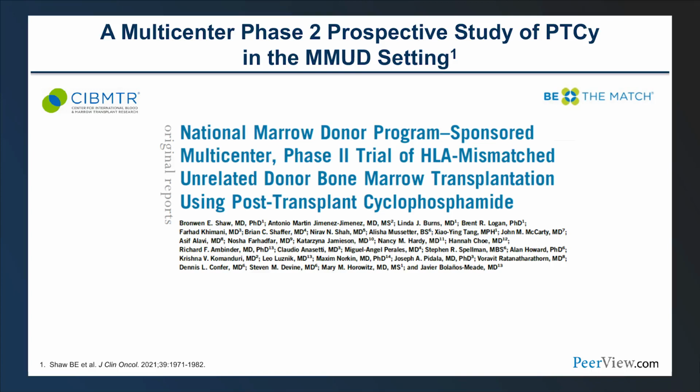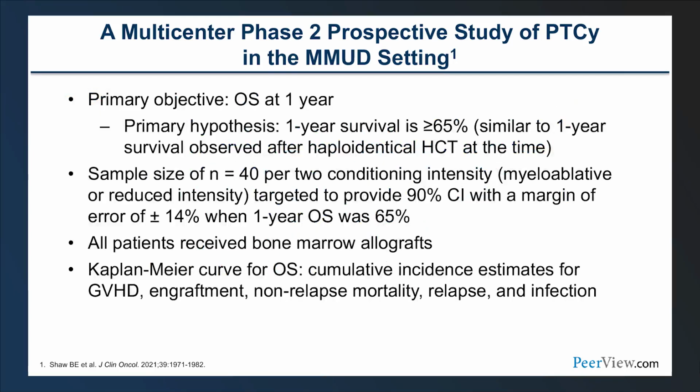And then Bronwyn Shaw and colleagues published in 2021 in JCO a multicenter study of PTCY in the MMUD setting. The primary objective was overall survival at 1 year, with the hypothesis that they'd have an overall survival of greater than 65%. It was a single-arm study, well, actually 2 arms, but no comparator arm, using myeloablative and also RIC. And importantly, all of these patients received bone marrow allografts.